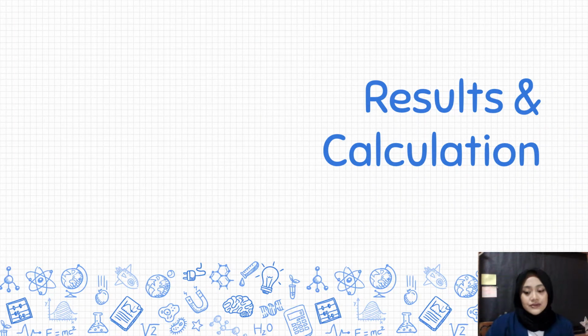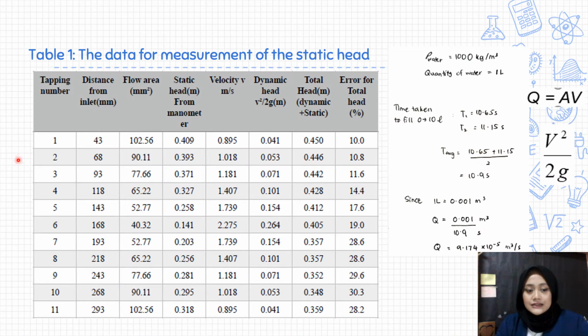Result and calculation. This table contains the data that we recorded. Tapping number is basically the series of manometers, the distance from inlet, the flow area, which is the standardized size of the tapered duct, the static head is the height of the water that is measured on the paper earlier, the velocity and dynamic head that should be calculated, the total head, which is the summation of static head and dynamic head, and theoretically total head is 0.5, so the percentage difference is the difference between 0.5 and this value.